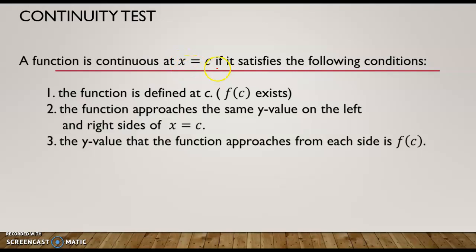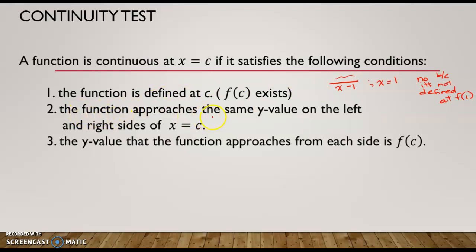A function is continuous at x equals c if it satisfies the following conditions. First of all, the function's got to be defined at c. So if you've got some kind of function going on here and it says x minus 1, and they want you to know if it is continuous at x equals 1, you can stop right there. No, f of c does not exist. It's undefined at 1. I don't have to go anywhere else. The answer would be no, because it's not defined at f of 1. So the answer is no.